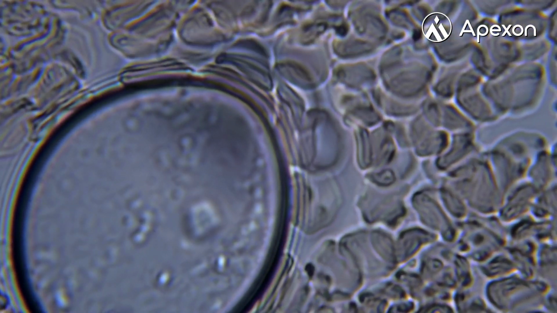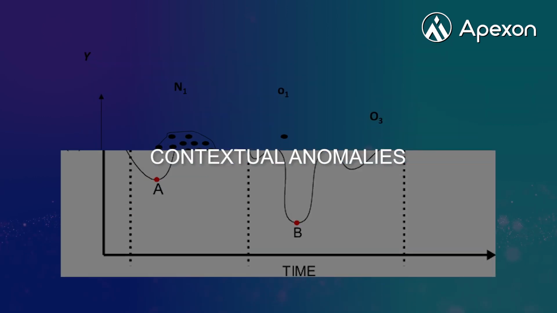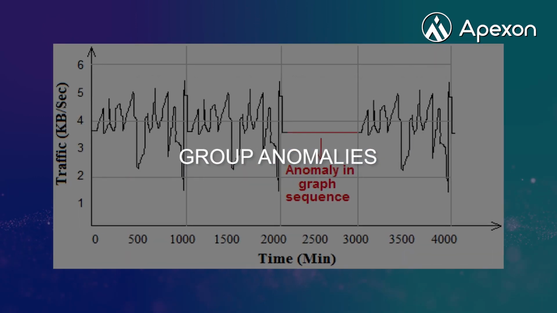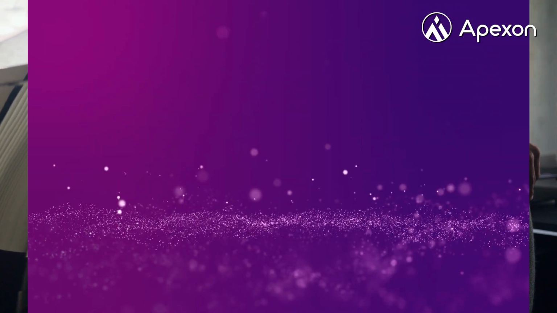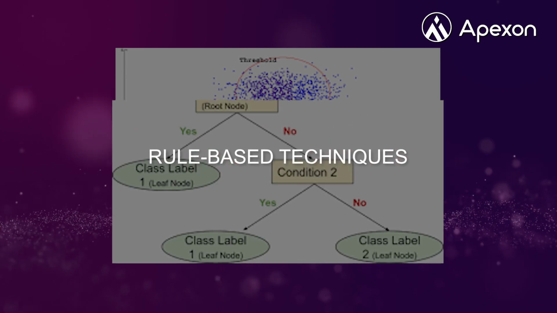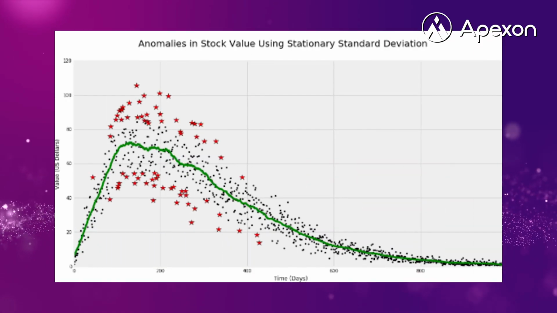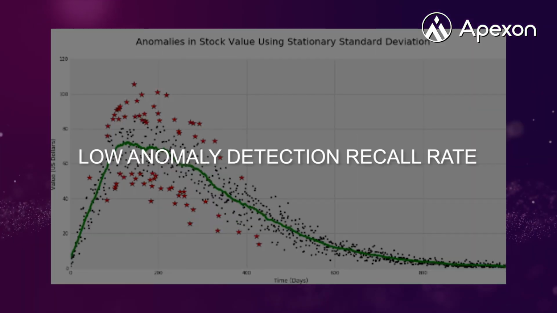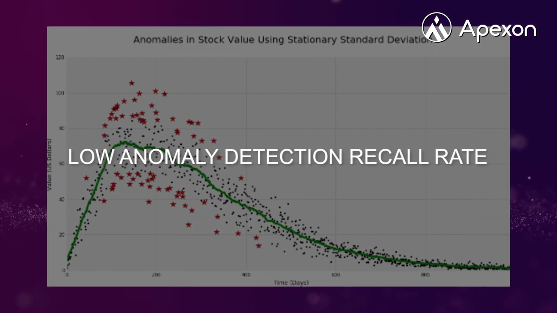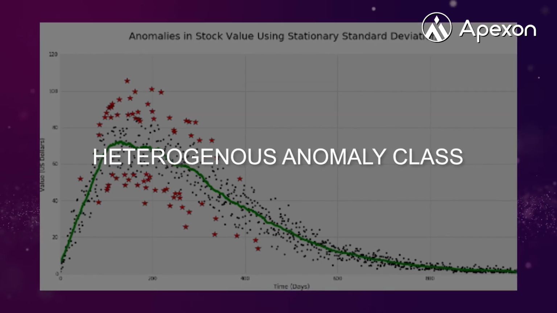There are various types of data anomalies, often divided into point anomalies, contextual anomalies, and group anomalies. Currently, some of the ways anomalies are detected in the market are distance-based techniques, clustering-based techniques, and rule-based techniques, which each come with their own sets of challenges. Some of these challenges include low anomaly detection recall rate, noise-resilient anomaly detection, and heterogeneous anomaly class.